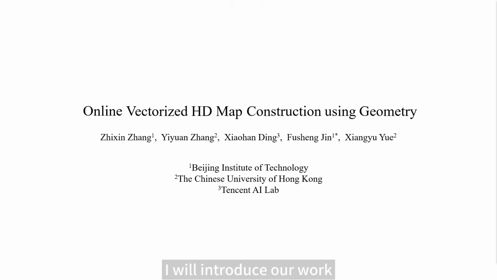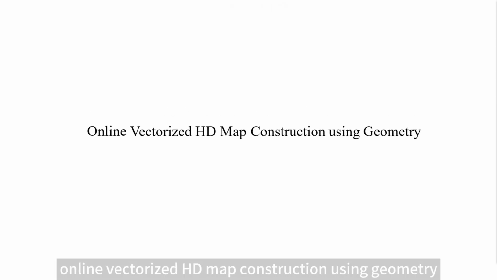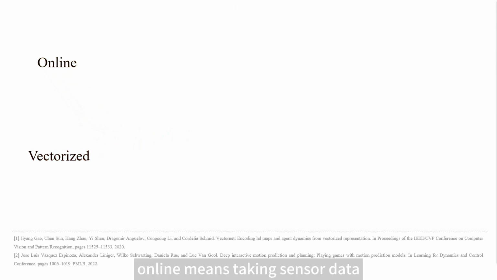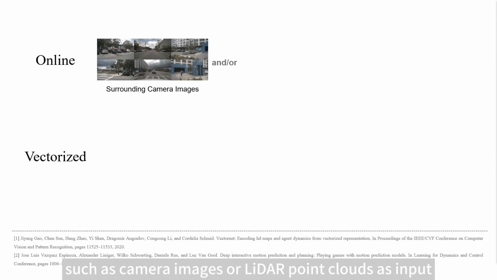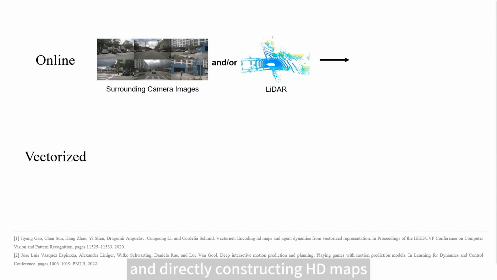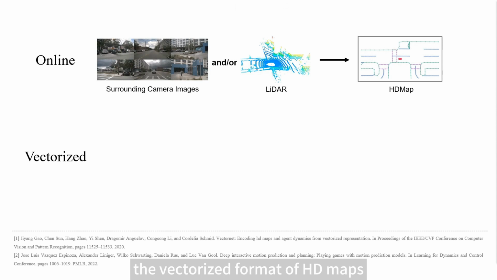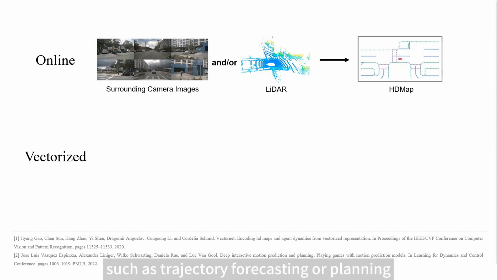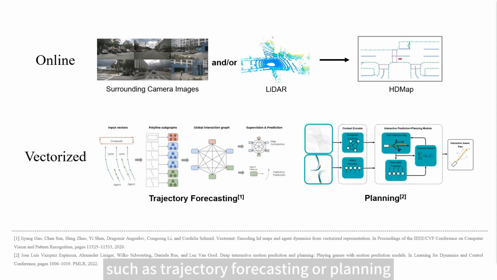In this video, I will introduce our work, online vectorized HD map construction using geometry. Two keywords of the task are online and vectorized. Online means taking sensor data, such as camera images or lidar point clouds, as input, and directly constructing HD maps. The vectorized format of HD maps has been widely adopted in many downstream tasks, such as trajectory forecasting or planning.